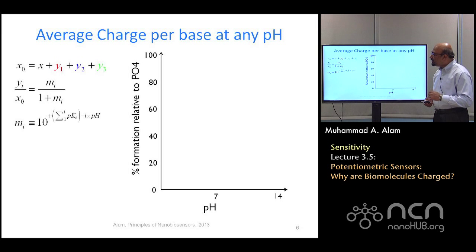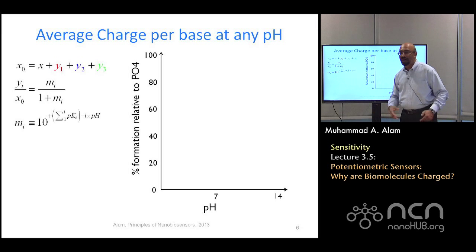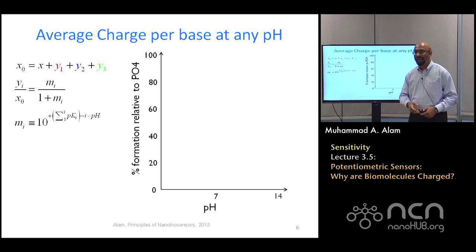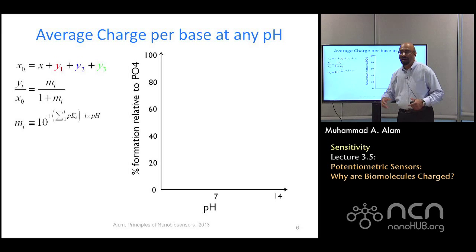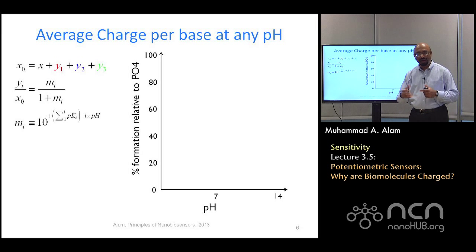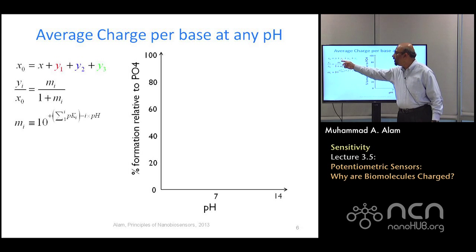Now, it turns out that the math I just showed you in a few lines of algebra, you can essentially write as a very simple formula, and this is derived in the appendix. So I'll go very quickly. X naught is the original number of this phosphoric acid. X is the one that is still neutral after going through all this dissociation and association process. Y1 is singly charged, Y2 doubly charged, and Y3 triply charged.